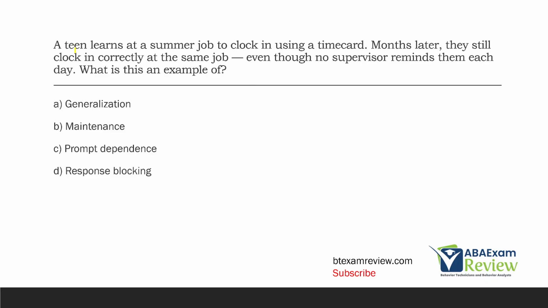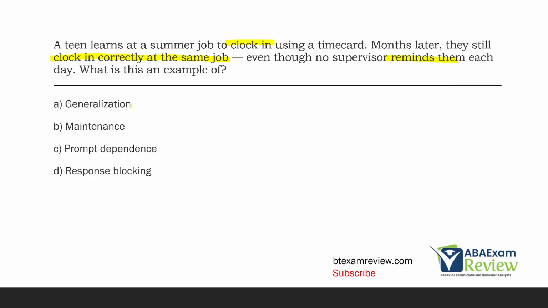So let's think about this. We have a teen who is clocking in using a time card. Okay. Months later, so a lot of time has passed, they're still engaging in the proper behavior, even though they're not getting reminded. So essentially, they were taught to clock in. Months later, they're still clocking in without reminders, without the teaching. What is that an example of? Well, when you see a situation where a skill was taught, and then the prompting and the teaching is removed, and then time passes and the skill continues, we typically think of that as maintenance.